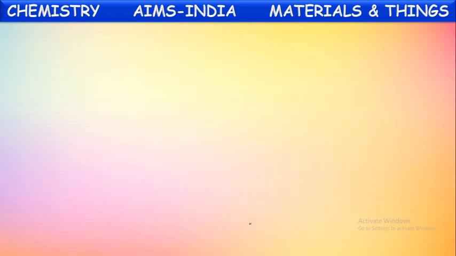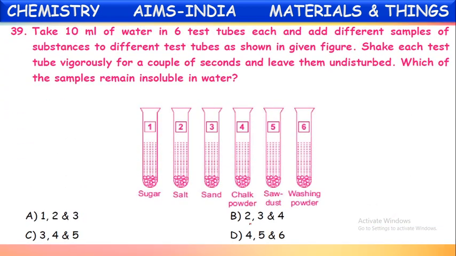Okay, next one. Take 10 ml of water in 6 test tubes each and add different samples of substances to different test tubes as shown in the figure. See here, they have taken 6 test tubes and they have labeled them 1 to 6. Now they have taken different substances into these test tubes. So we can see here in the first one they have added sugar, and to the second salt, and next sand, chalk powder, sawdust, and to the last one they have added washing powder.